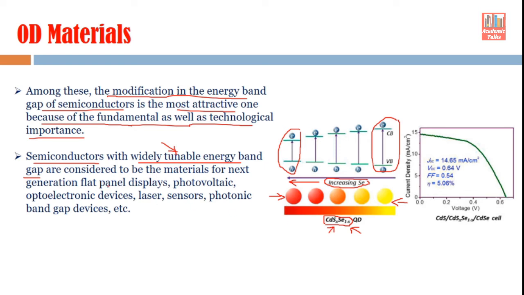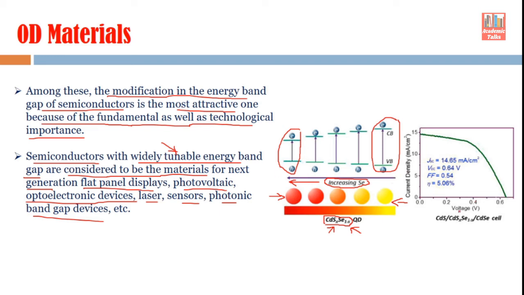This kind of tuning of band gap is considered to be a material for next generation flat panel displays, photovoltaic applications, optoelectronic devices, lasers, sensors, and photonic band gap devices. You know, most of these devices are optical devices, and their optical properties are dependent on band gap. And since that band gap tunability we have seen here is a very interesting property, we can get the desired effect.